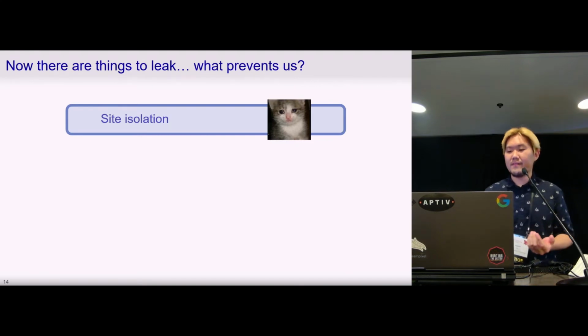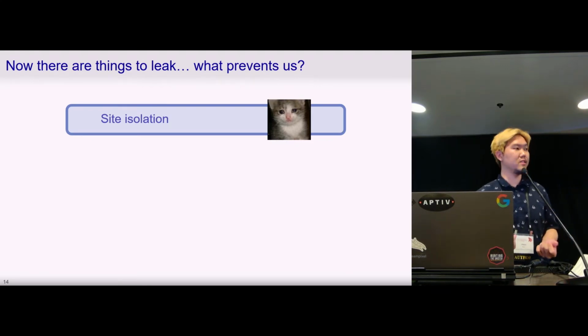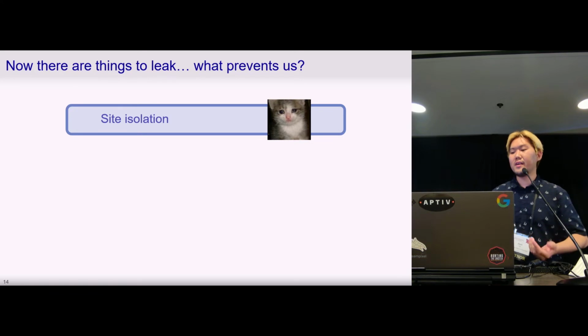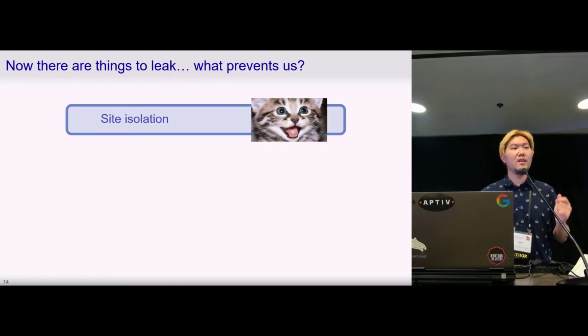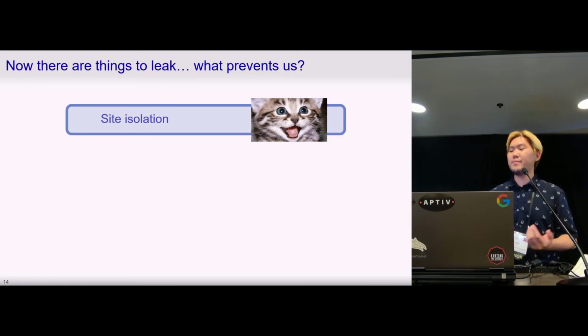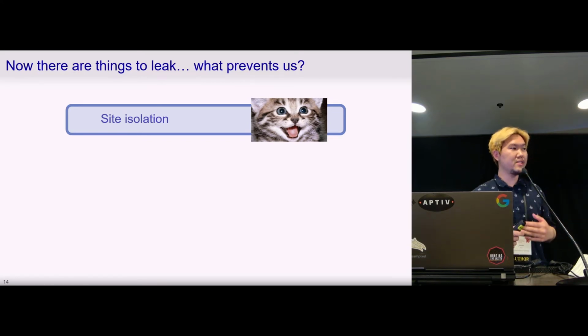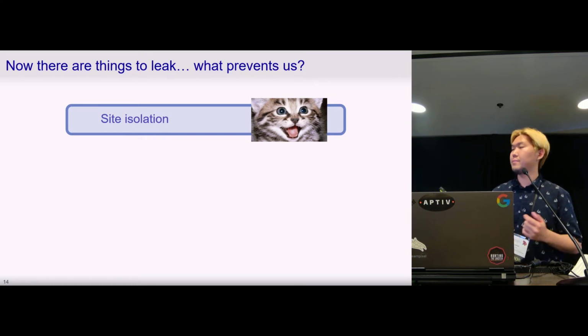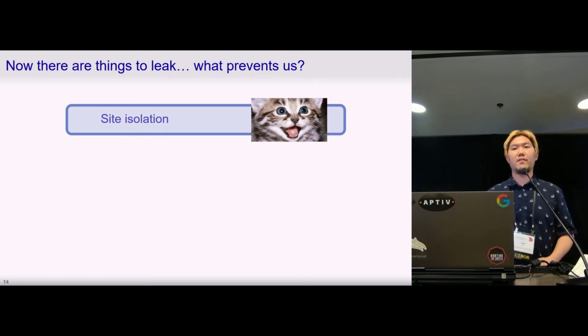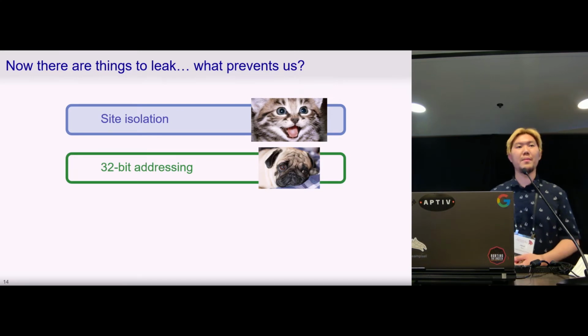So now we've identified some practical corner cases where site isolation doesn't take place, and this makes our sad cat happy now. In an ideal situation, we should be able to leak secrets right away since they're in the same address space. But what prevents us from doing that? Next, I'll cover 32-bit addressing in Chrome.